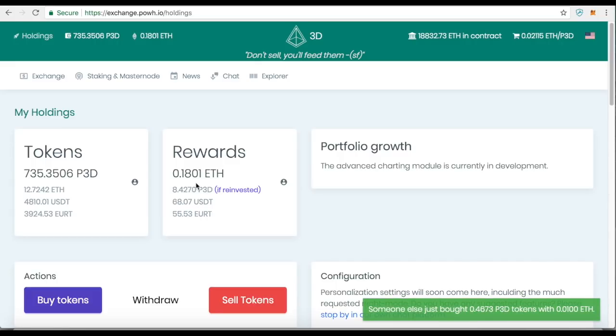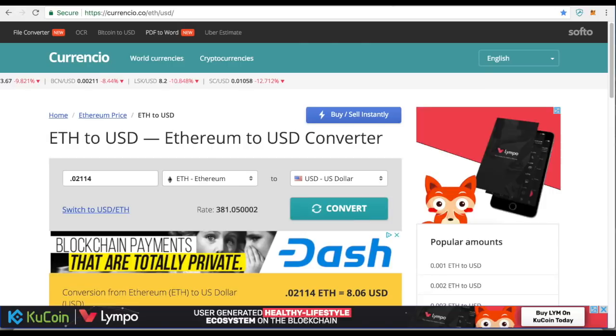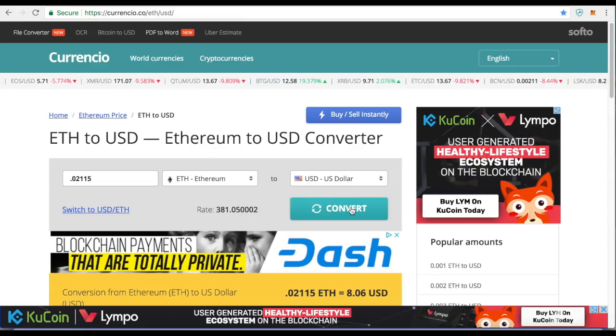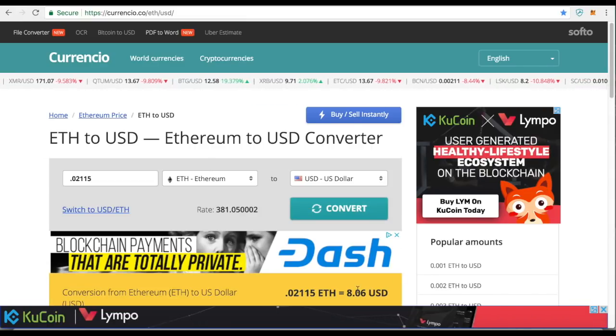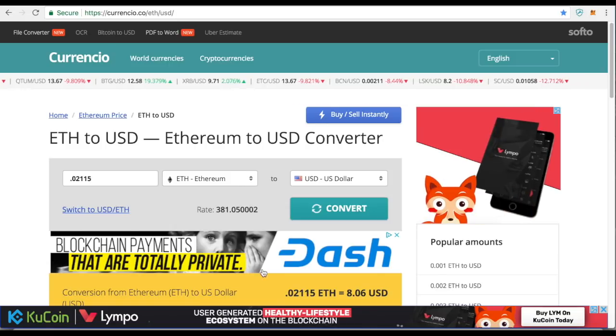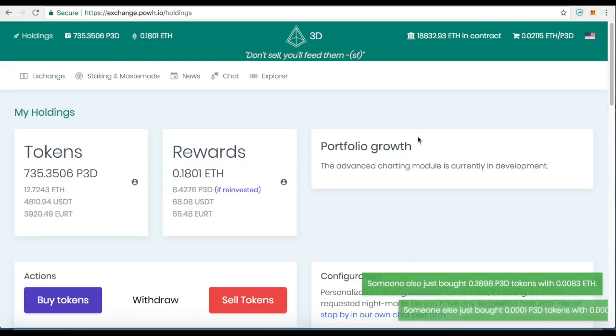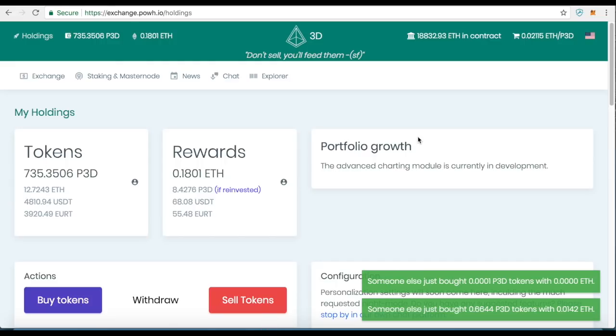The second income stream I'm looking at: when I came in, it was priced at $4.50, and right now it's 2115. It keeps going up. A while ago it was 2114. Now it's 2115, and the price is $8.06. So I've almost doubled my investment based on the current price of P3D. That's the second income stream I'm looking at.